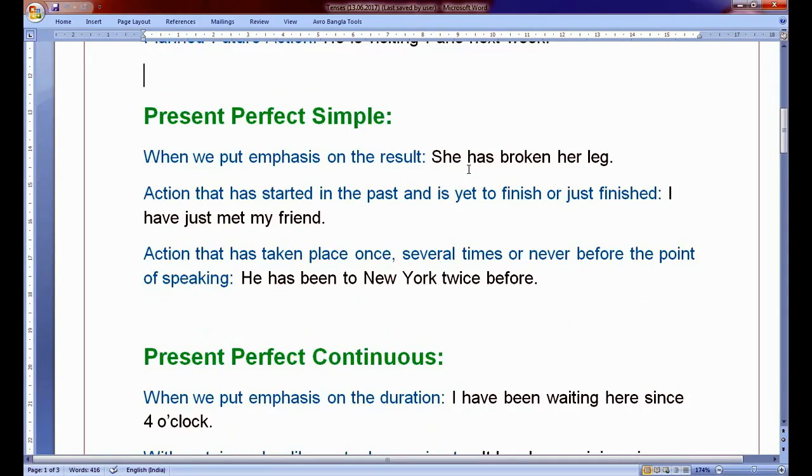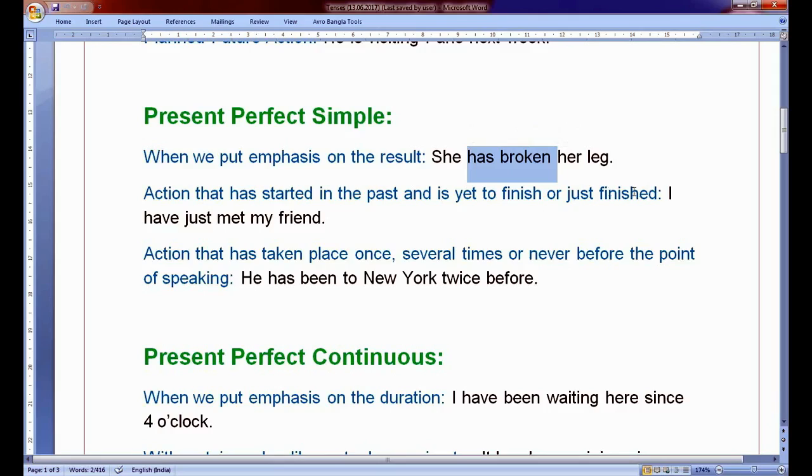Moving on to the present perfect simple. It has two keywords, has for singular and have for plural. Once again, three places where they are used. Firstly, when we put emphasis on the result. Example, she has broken her leg. What is the result of her action? That she has broken her leg. That is the ultimate result.